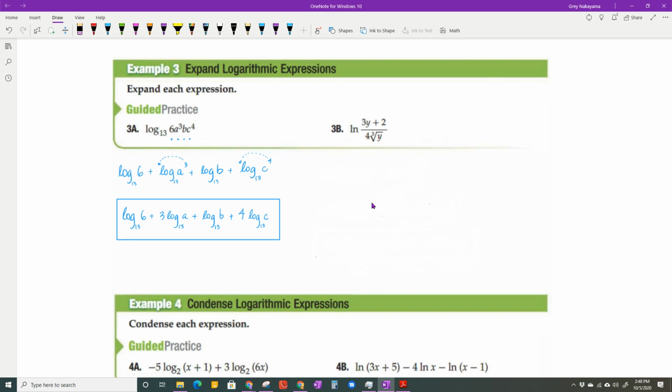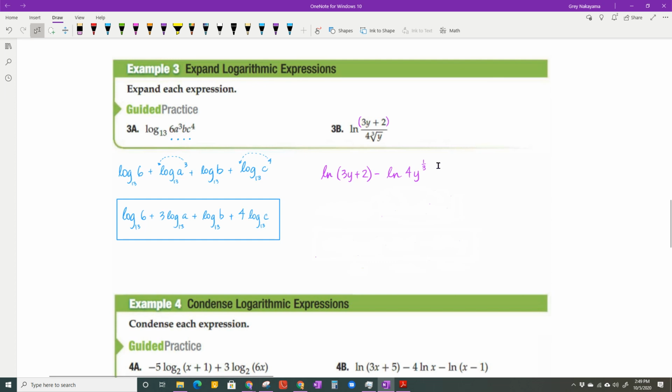Okay, look at this next one. We've got ln of 3y plus 2 over 4 times the cube root of y. Now, first off, a lot of people forget, but when you have a fraction like this, that fraction bar operates just like grouping symbols. So when you think of this, and this is a quotient, I have the top over the bottom. So it's going to be ln of the top minus ln of the bottom. Okay, I went ahead and put the cube root of y because I'm not writing it as y to the 1/3 because I can't leave it as the cube root of y because in essence it is an exponent.